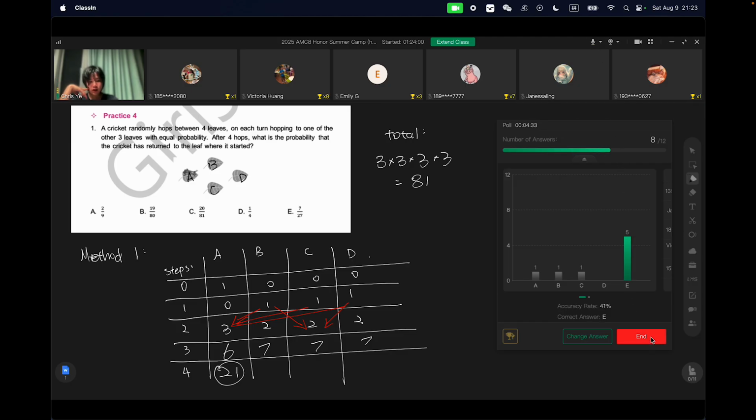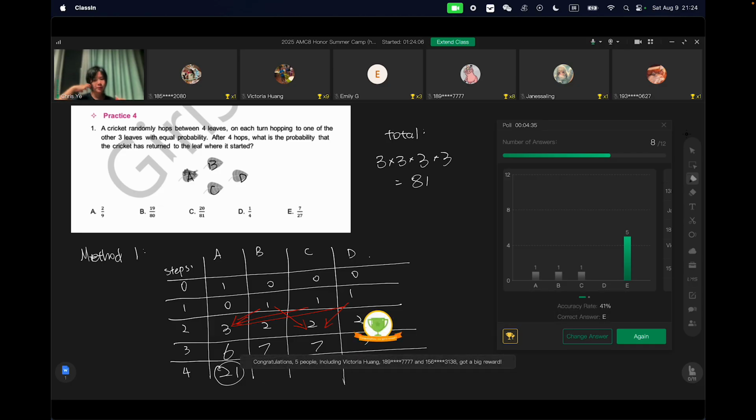So let's get our answers in. The answer is E, 7 out of 27. So there are two methods, and the first method is the one that we just used. So as you can see, it's basically the same as passing the ball. A, B, C, D are the ones that I've labeled the leaves.